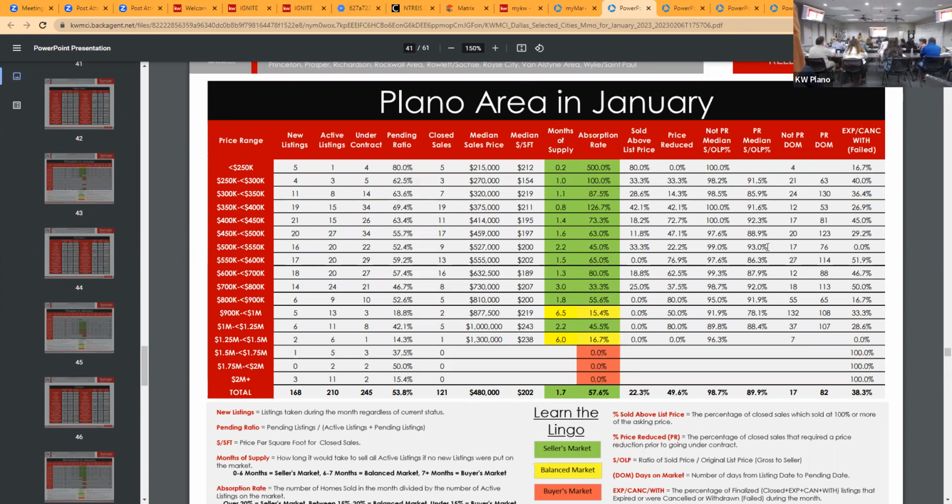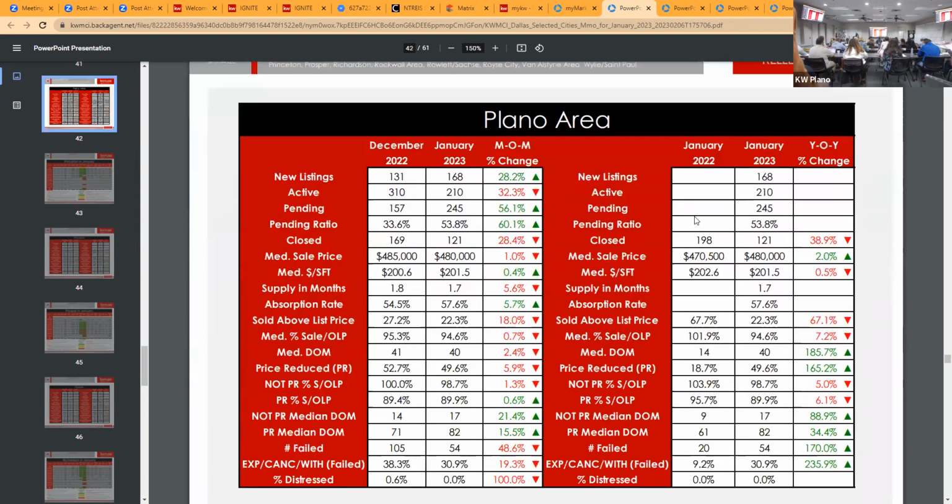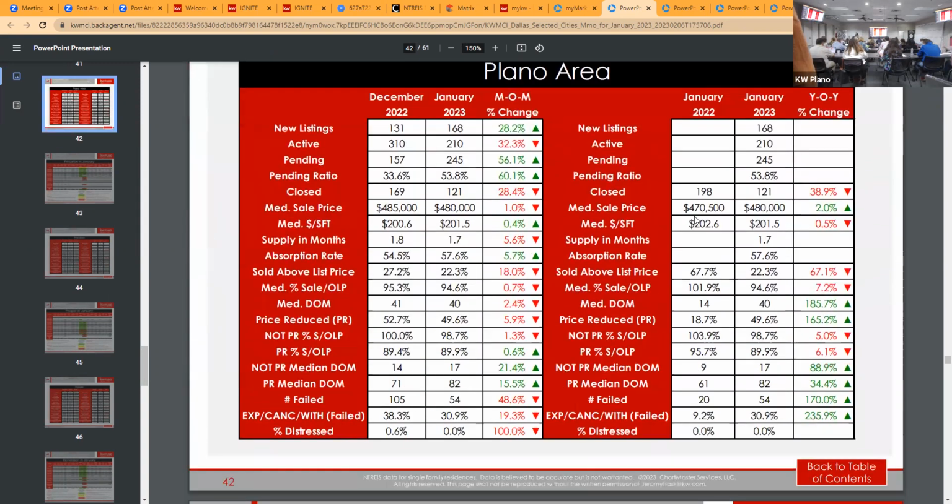Okay, let's keep going. We have a lot to get through. The next page here is the entire Plano area as a summary. I like looking at both of these pages. This is showing you a month over month change in basically all of the same categories. And this column on the right is showing you year over year change.